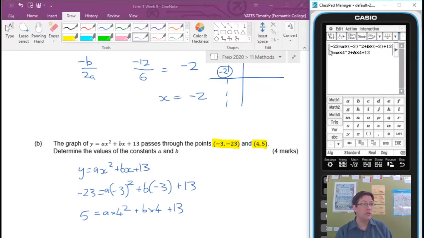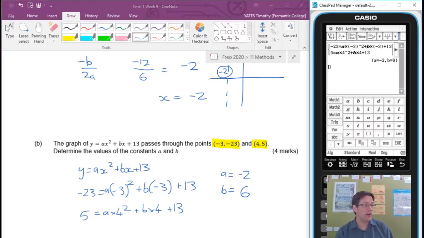Now let's double check that I've got that correct. -23, a times -3 all squared, plus b times -3, plus 13. That all looks good, and they won't usually try to trick you with these. With these complex ones, if you get some integers, then you should be fairly confident that you've done the right thing. And you can always sketch this as well.